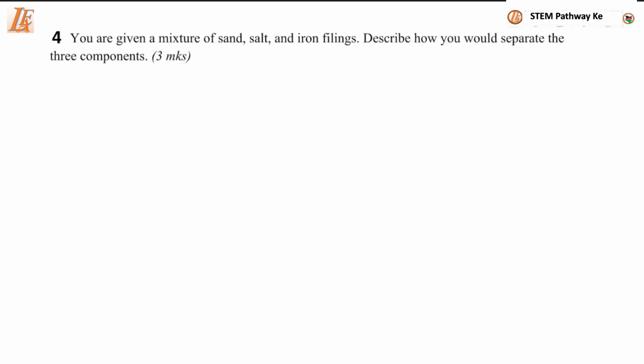Question 4. You are given a mixture of sand, salt, and iron filings. Describe how you would separate the 3 components. So here you have a mixture of sand, salt, and iron filings, and you are supposed to describe how you can separate these substances.